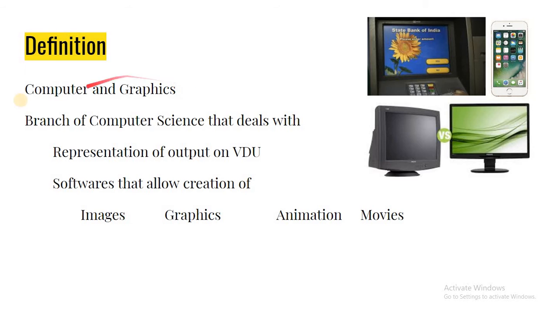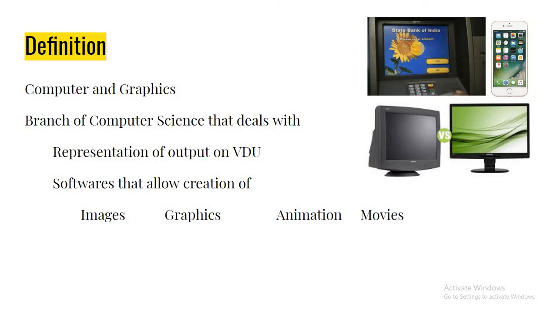For example, here are the two basic output units which we use in the computer industry: the monitor that is called the CRT, and another one, the LCD or the LED. How the output is displayed on the screen is part of computer graphics. How the electrons fall on the screen and how it is converted into a particular picture, how the elements of the picture show the picture.